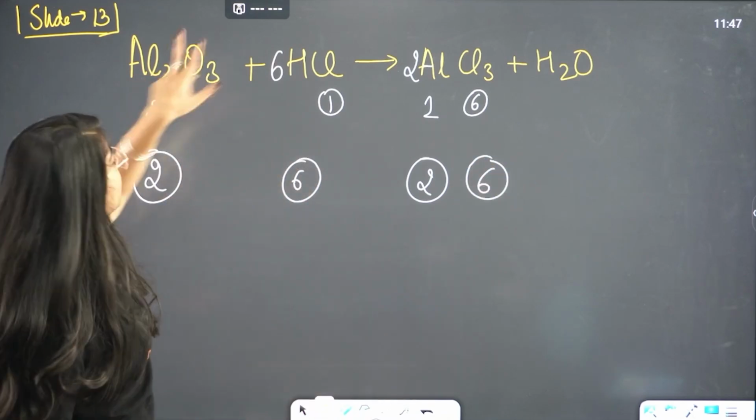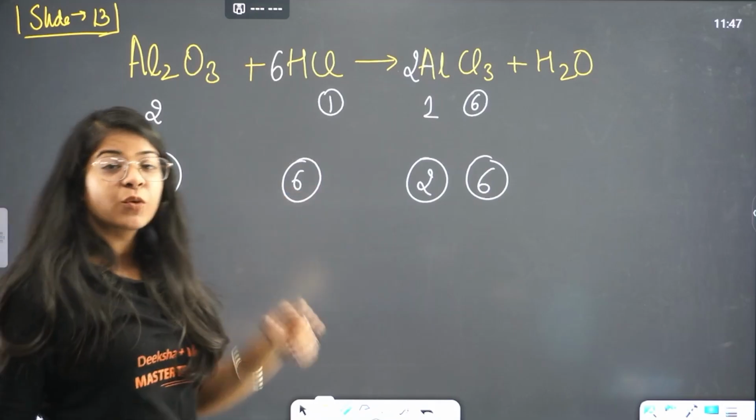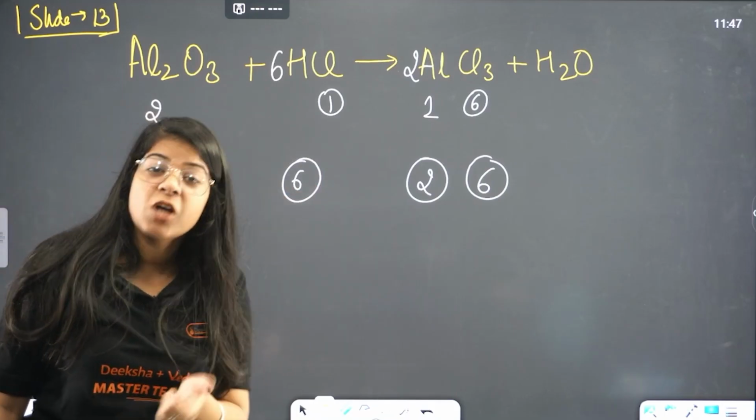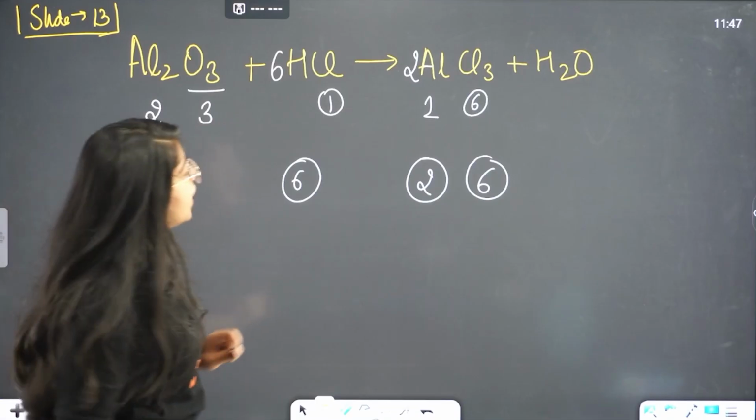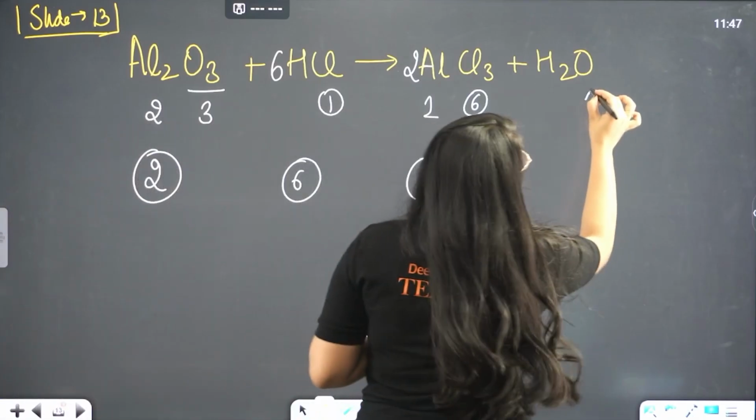Okay, now Al is balanced, Cl is balanced, we have O and H. What will be balanced next? We will balance O, right? So O is 3 here, right? But here O is only 1.